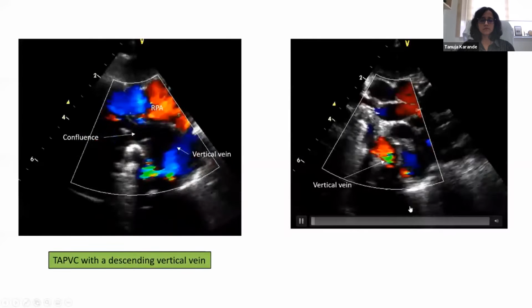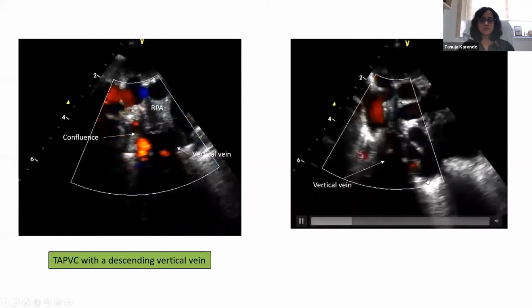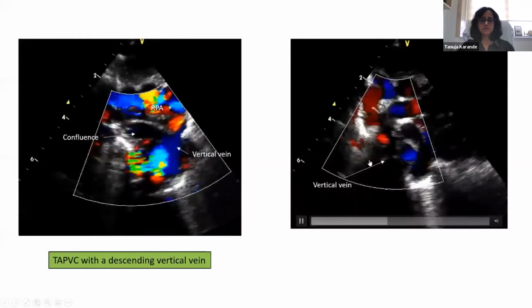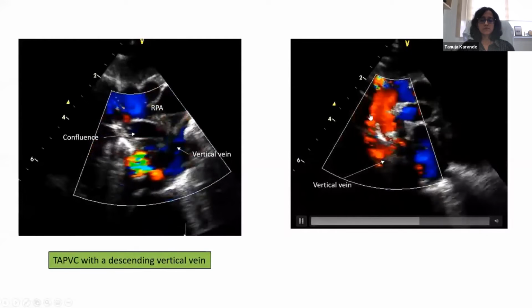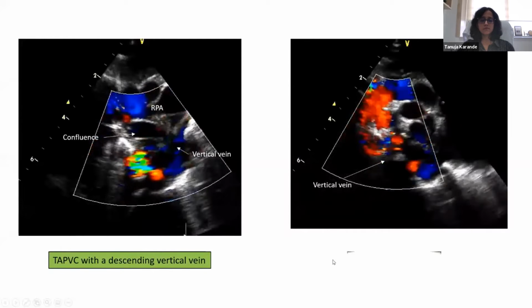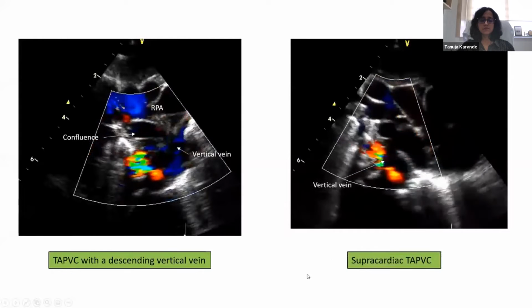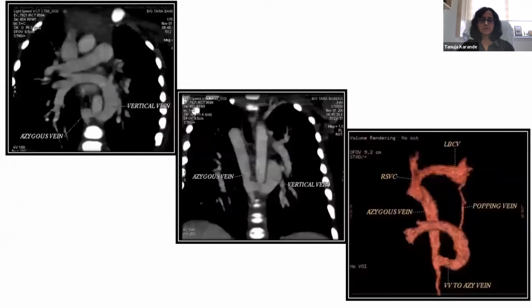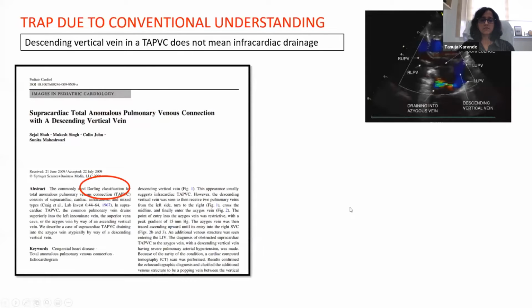On carefully following up this vertical vein, it was seen to take a turn, go to the right side, and then again ascend upwards and enter into the azygos. So this was a vertical vein which was descending and then ascending. Finally, the drainage was a supracardiac TAPVC. CT scan was considered because it was a rare sort of a drainage, and it confirmed the same insertion into the azygos. And hence, it's understood that descending vertical vein in a TAPVC does not always mean infracardiac drainage. So this is a trap due to conventional understanding.